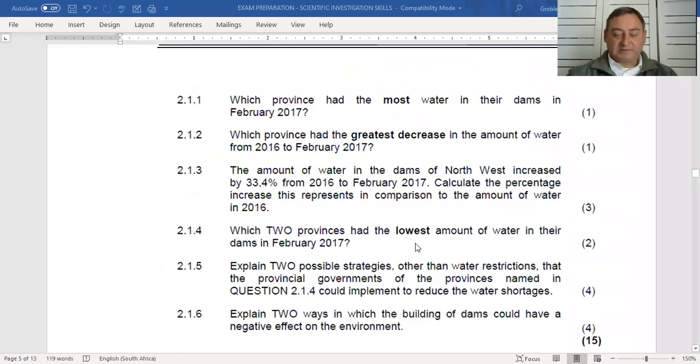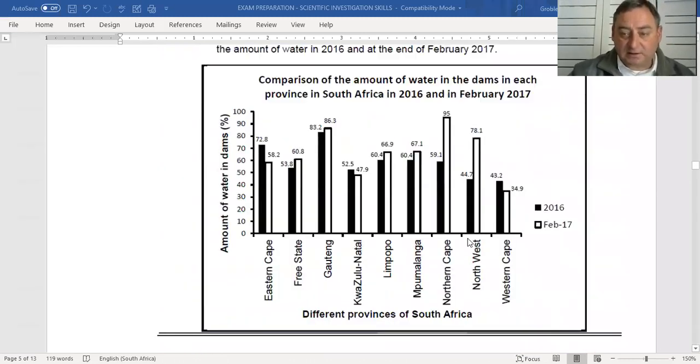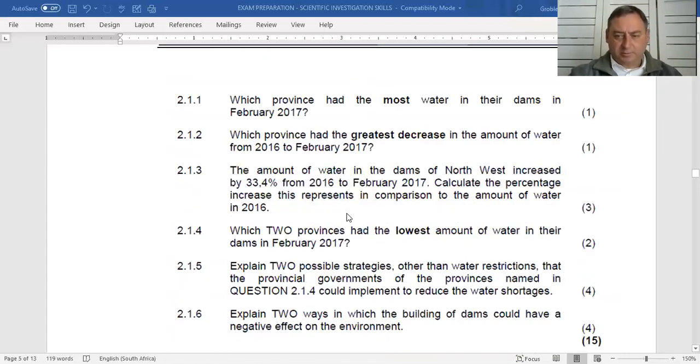So which 2 provinces had the lowest amount of water in their dams in February 2017? Let's go. February 2017 looks like this. Where was the lowest? I see Western Cape is low. Yes, so Western Cape is one of them. What else is low there? I see KZN is low. Those 2 are the lowest of the unshaded bars there. So there's your answer, Western Cape and KZN. So no problem with that.